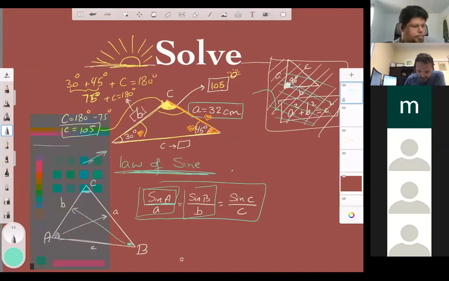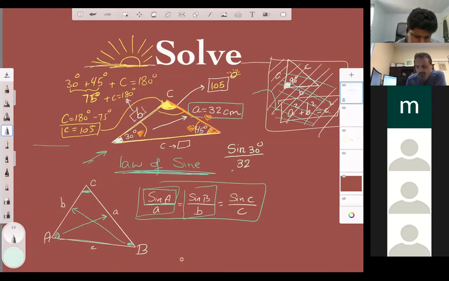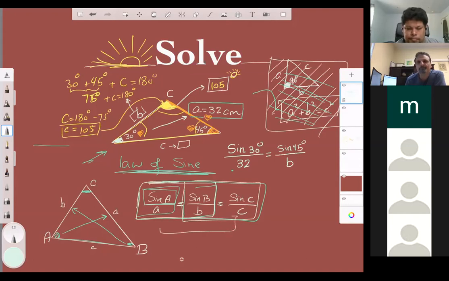So I can write sine of 30 degrees, the sine of this angle, divided by the side with the length in front of that, 32 centimeters. This is equivalent to sine of 45 divided by b, correct? So there are two equal signs here, but when we use it, we're going to use two at a time. We're going to use this two, or this two, or this two. So I wrote the equation here so that we have only one unknown.